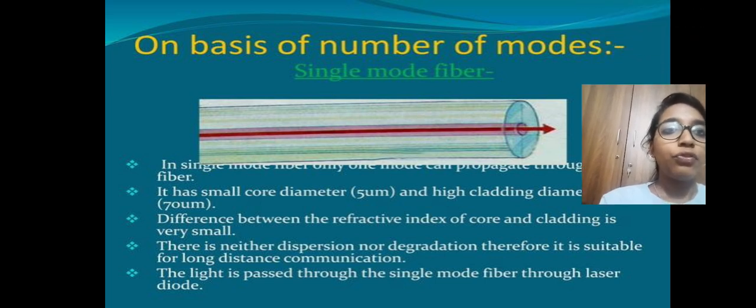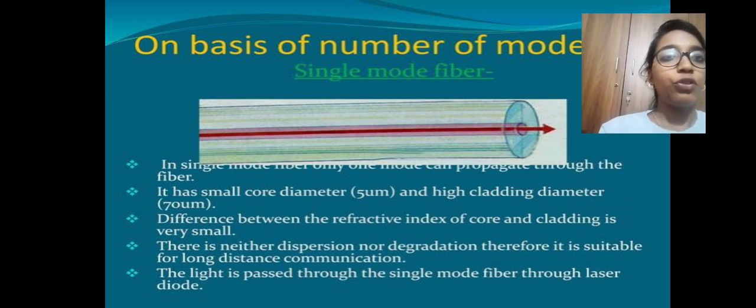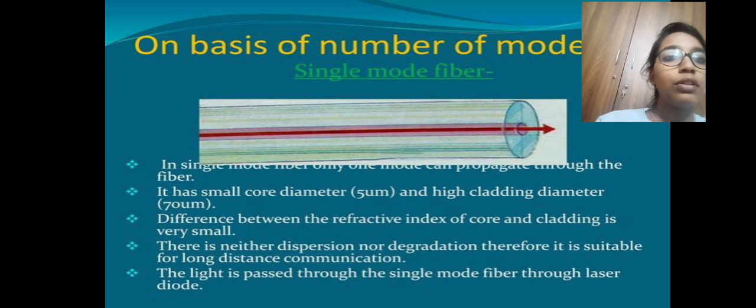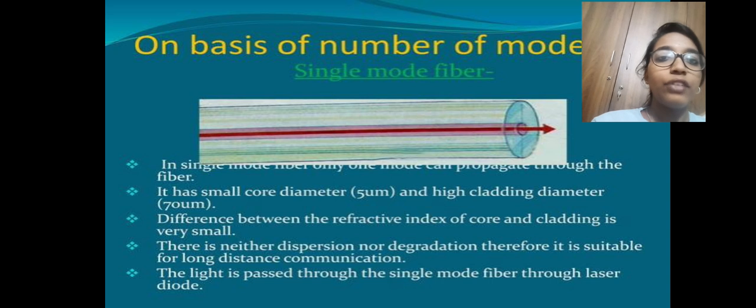On the basis of number of modes, single mode fiber. It has small core diameter and high cladding diameter. The difference between the refractive index of core and cladding is very small. There is neither dispersion nor degradation, therefore it is suitable for long distance communication. The light is passed through the single mode fiber through a laser diode.